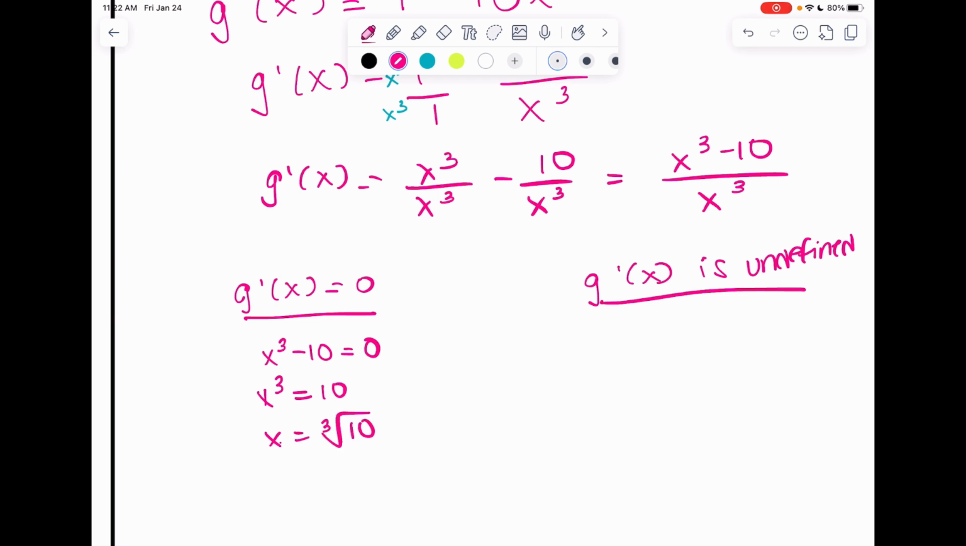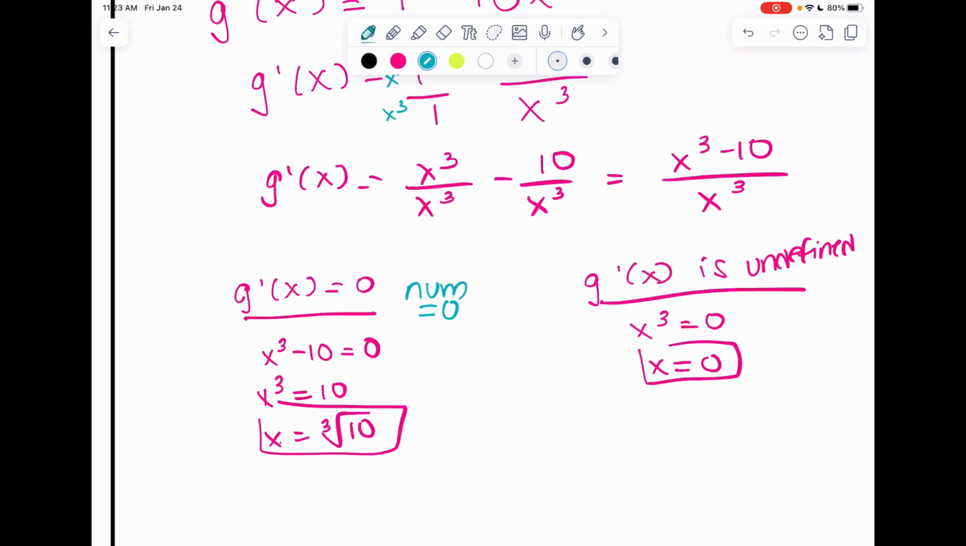To determine where g prime of x is undefined, well, a fraction we consider to be undefined when the denominator is 0. So now I'm going to set the denominator equal to 0. And that will just give me x equals 0. So these are my two critical numbers. So to recap that, the derivative equals 0 when the numerator is 0. The derivative is undefined when the denominator is equal to 0.